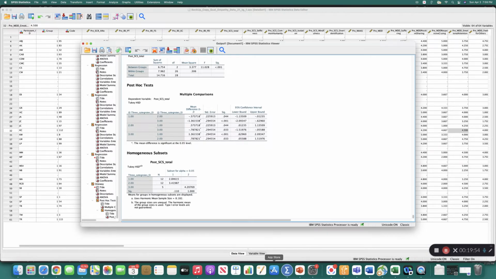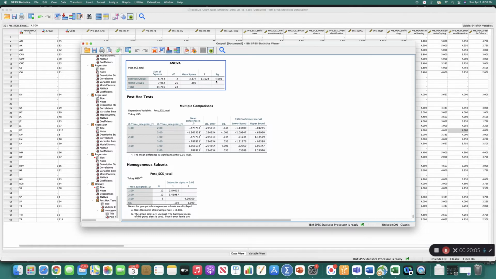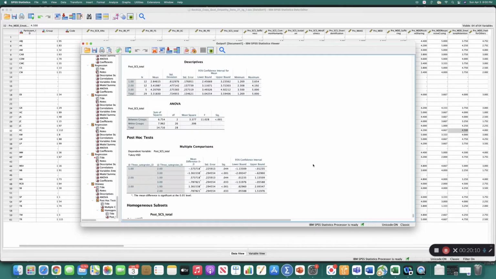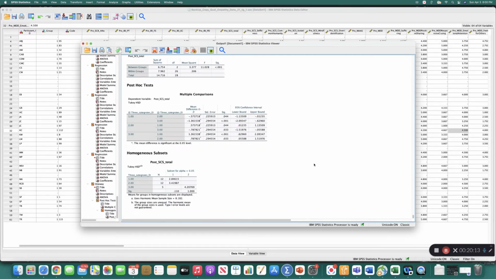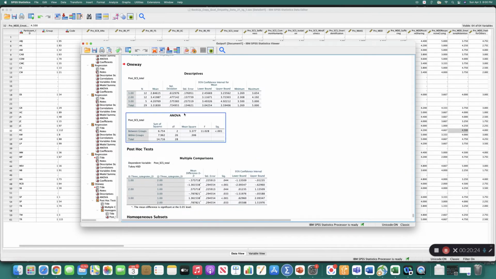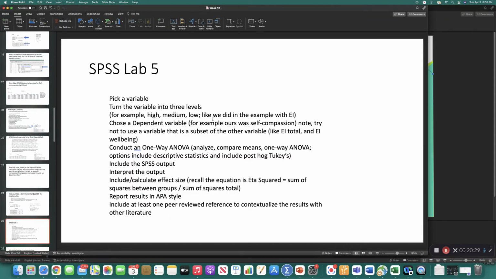For this analysis, you can look here at the significance levels and the F value. We can see there is a statistically significant difference here as far as this ANOVA goes. And we also have the information we need in terms of the sum of squares to calculate the effect size. We also have the descriptive statistics to be able to report the means. So we have everything we need here for our APA output.